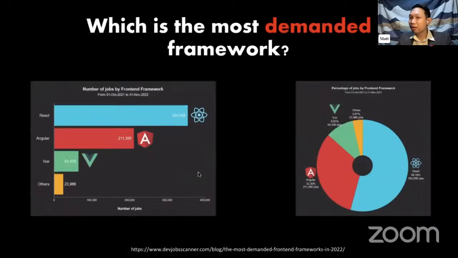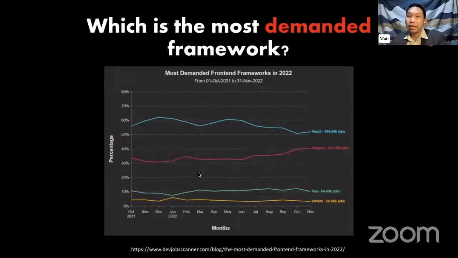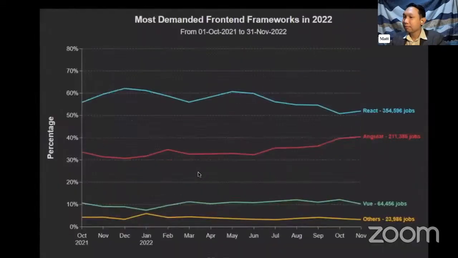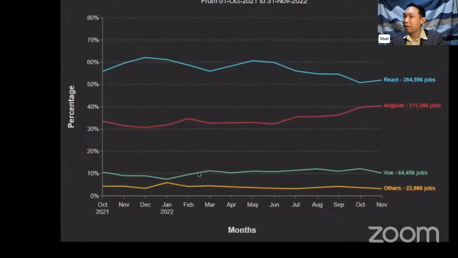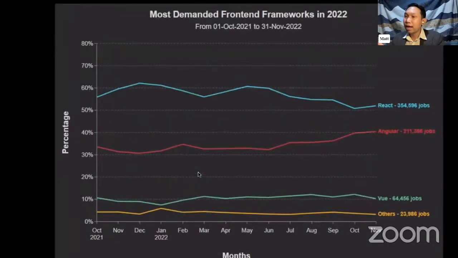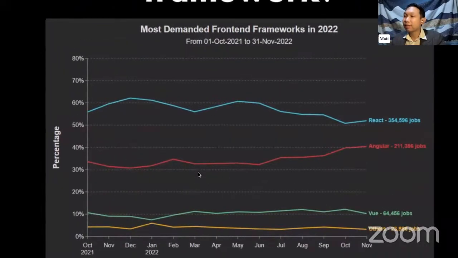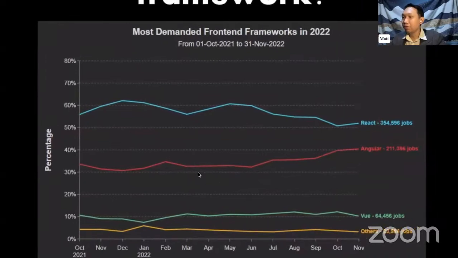And if you try to think about it, why Angular? Well, React has a lot of available jobs. And let's look at the next graph. Now, this is a line chart. So on the x-axis, these are the months of the year, starting from October 2021 to November 2022. And on the y-axis is the percentage as a whole, or the total number of jobs available per web technology. So again, React is at the top, has 354,000.